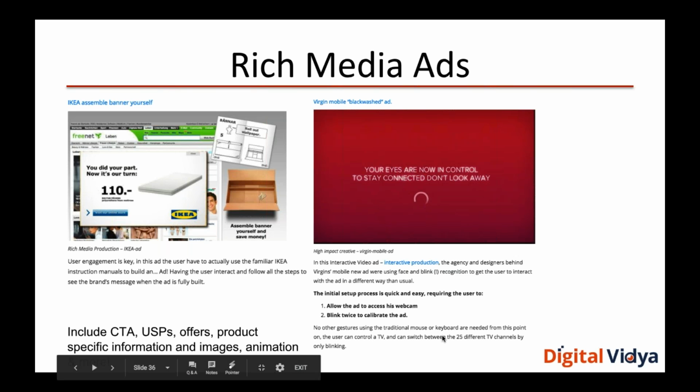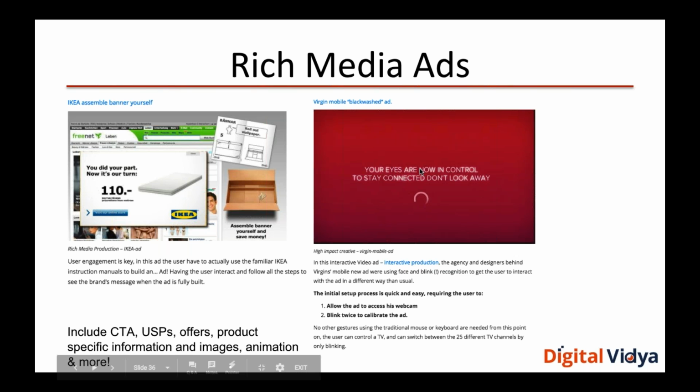Okay, Robin, the Virgin Mobile. So this is an advanced kind of rich media ad. Now people are coming up with a lot of improvisations. Basically here, when Virgin Mobile started this ad, you will be asked to first allow the ad to access your webcam. Now when the webcam is on, you have to blink twice. That blink will calibrate the ad and it will start initiating the ad.